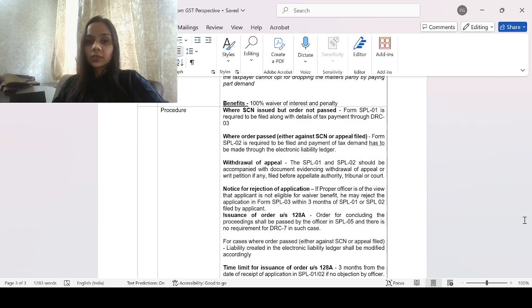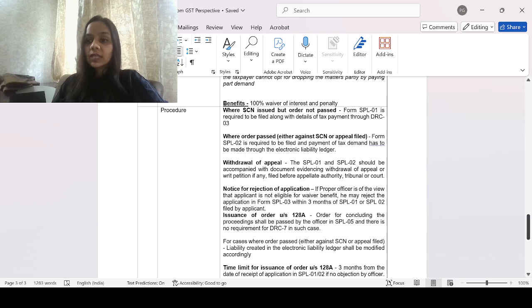Next one is the notice for rejection of applications. If the proper officer reviews that you are not eligible for the waiver, then he can make an order in SPL 03 rejecting the application within 3 months of filing SPL 01 and SPL 02. Next, the order for concluding the proceeding is issued by the officer in SPL 05. There is no requirement for DRC 07 in such cases.